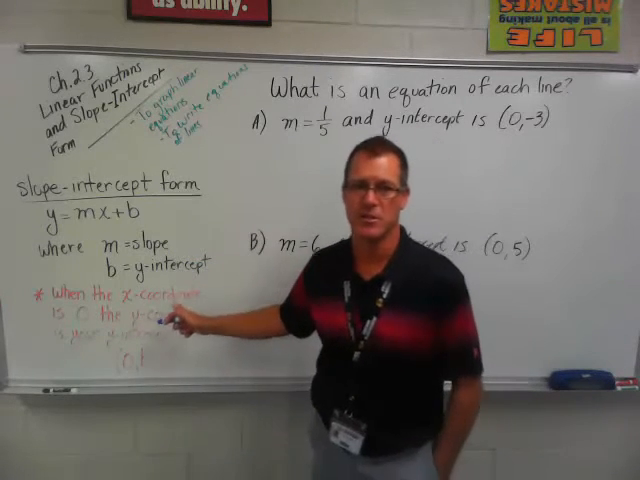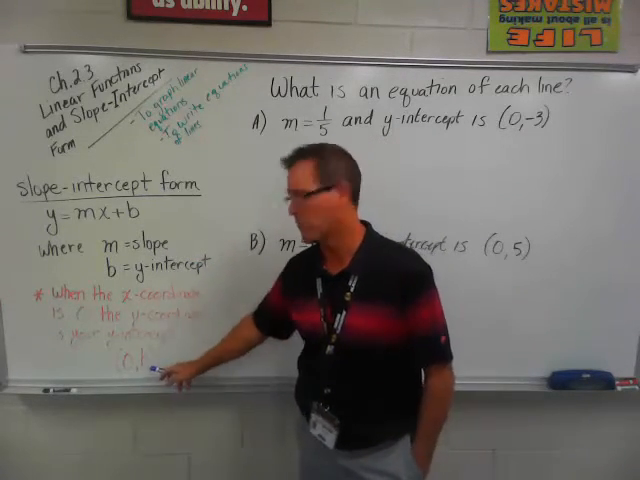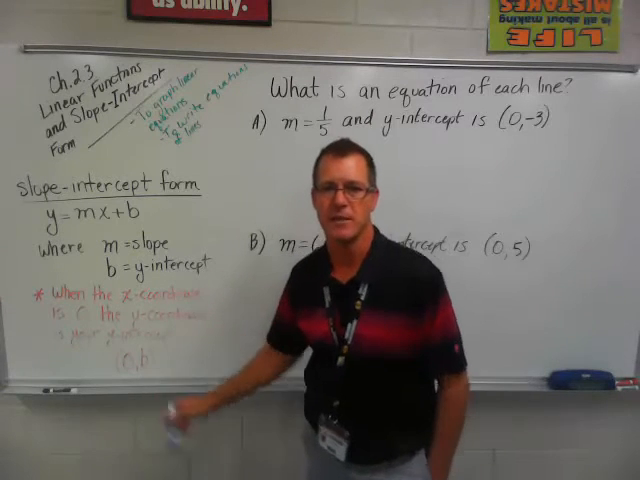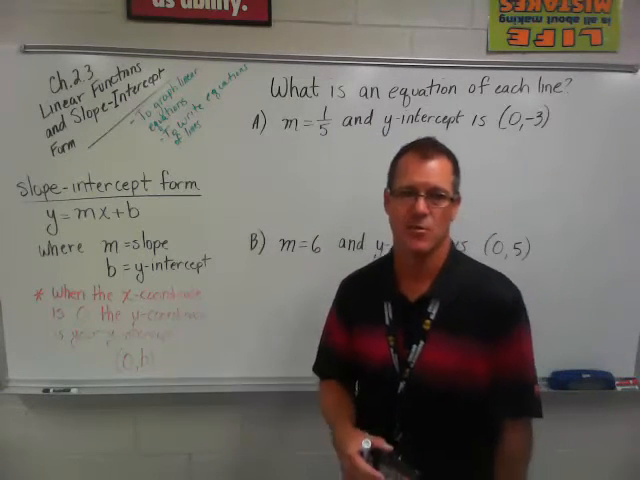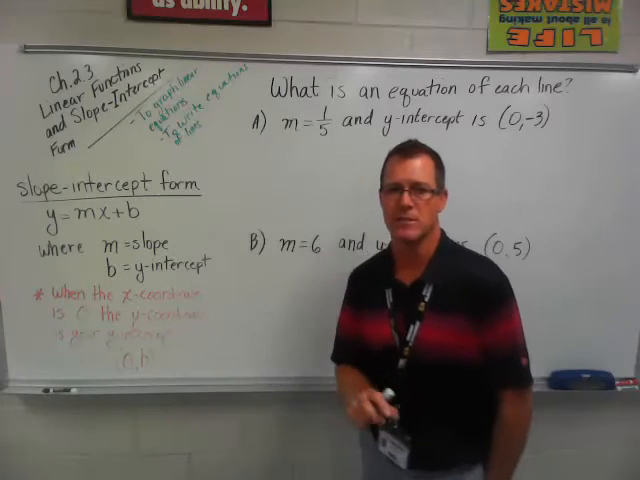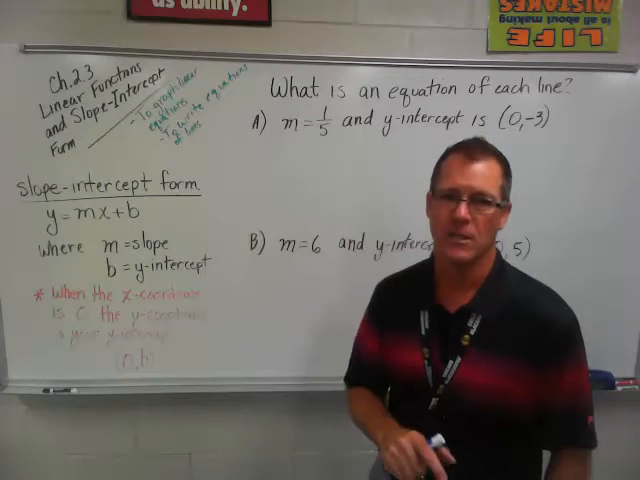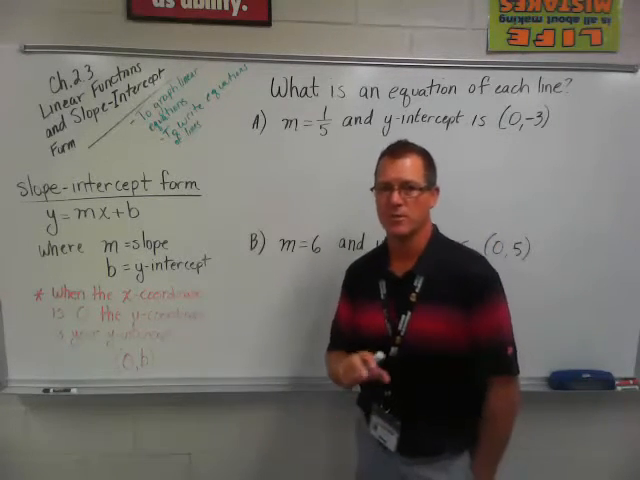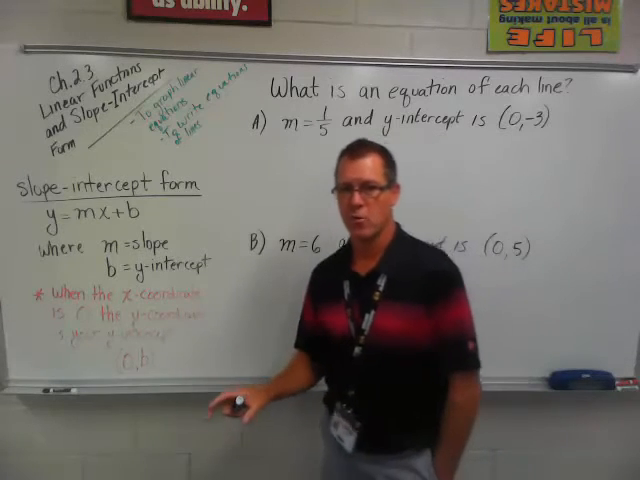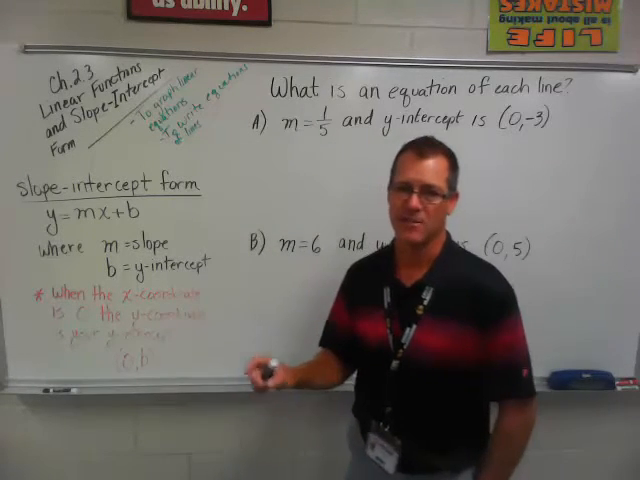As a subnote to that, we want to make sure that we understand this part down here, the 0, comma b. When the x-coordinate is 0, so the x-coordinate of any point is 0, the y-coordinate is your y-intercept. When we see 0, we can go straight to the y-coordinate and understand that that's our b.